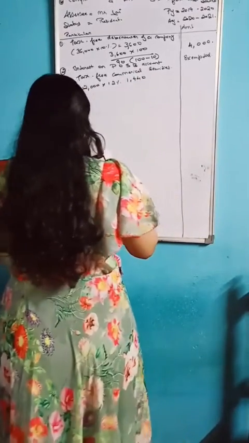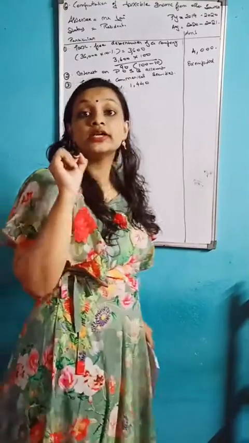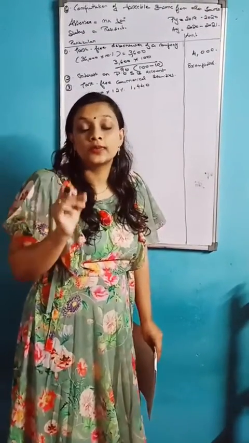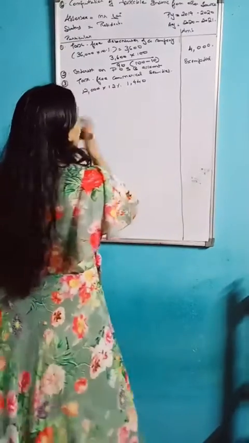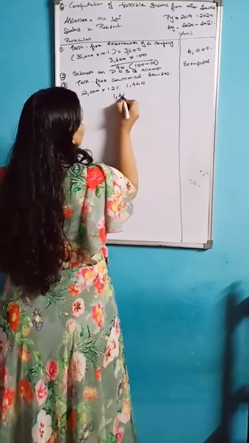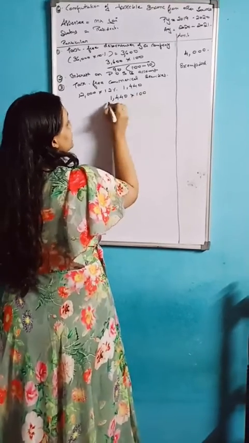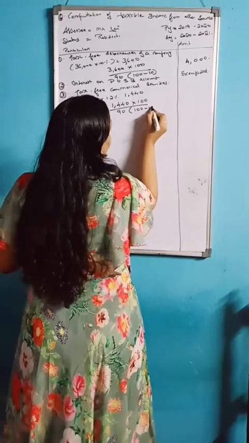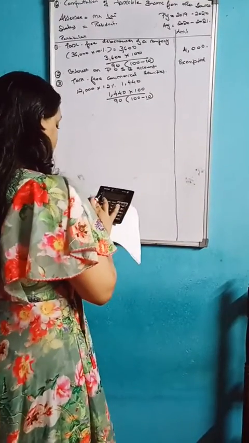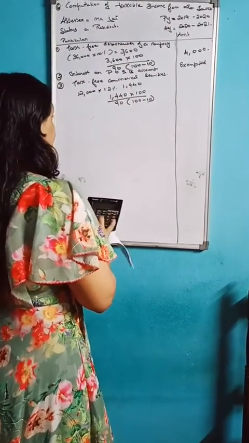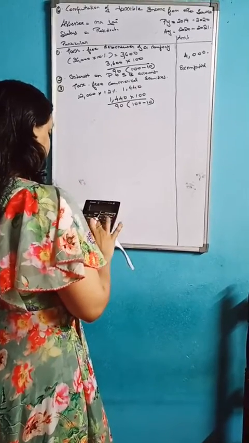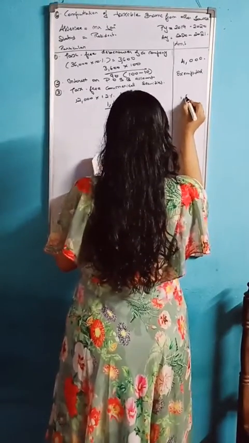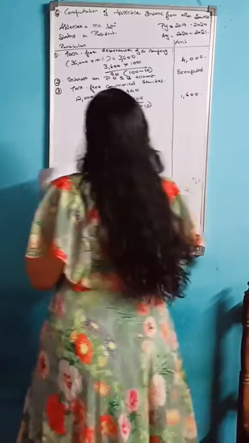1,440. Okay. And in the question they have mentioned unlisted. So unlisted TDS percent is 10%. So let's calculate TDS. So 1,440 into 100 divided by 90. How will you get 90? 100 minus 10, you will get 90. So 1,440 into 100 divided by 90, you will get 1,600. Okay, 1,600.